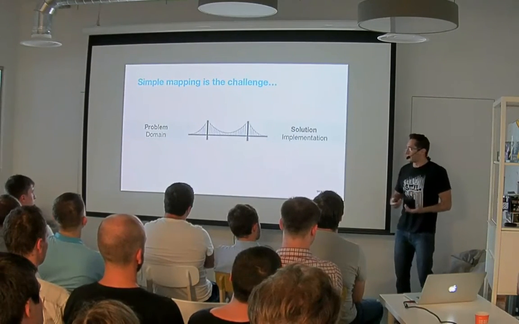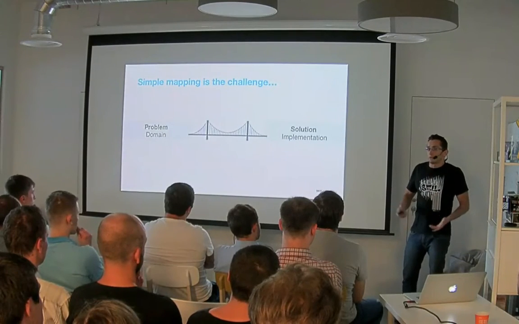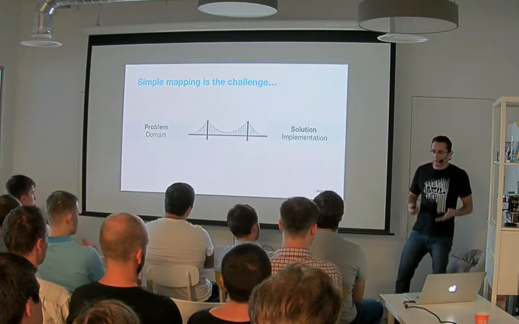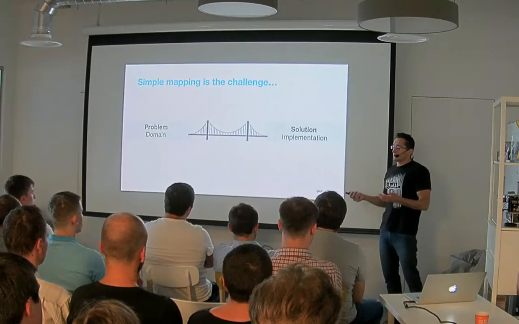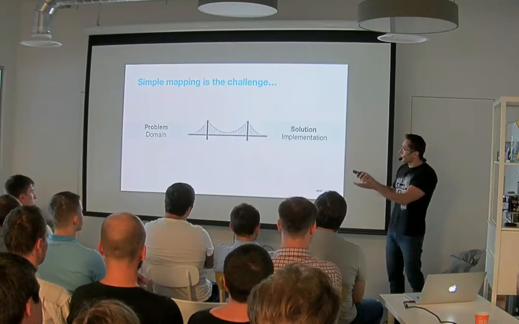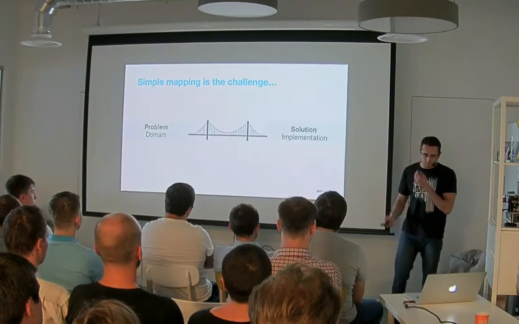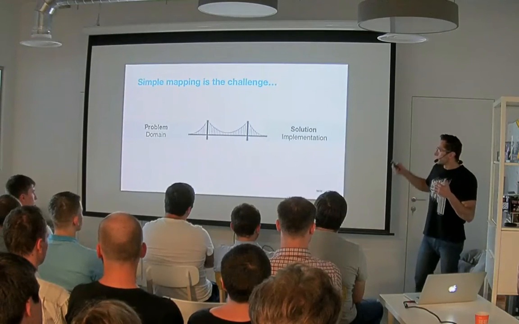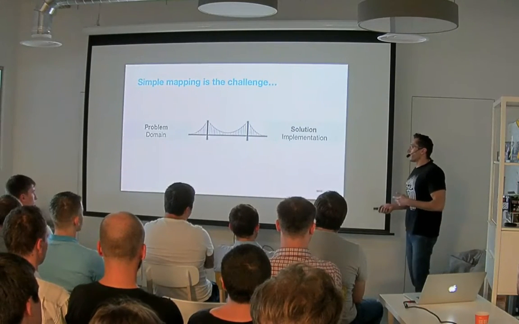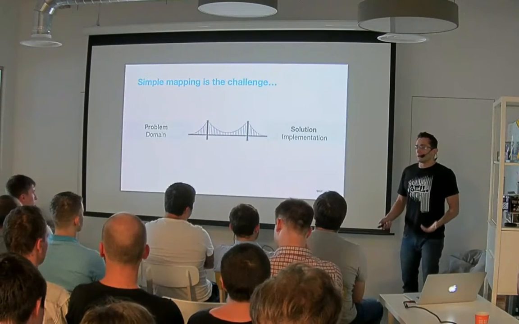We get a requirement, a problem, and we're trying to find the simplest way to implement a solution. We're trying to basically build a bridge from the problem domain to the solution implementation. Only the road from A to B is not always that easy. Why is it not that easy?